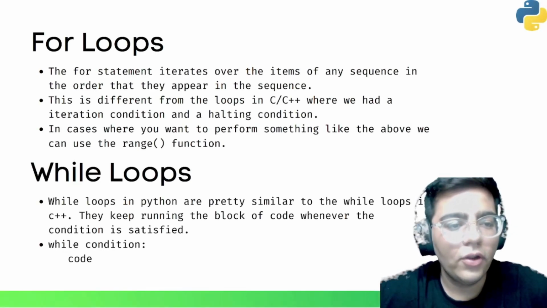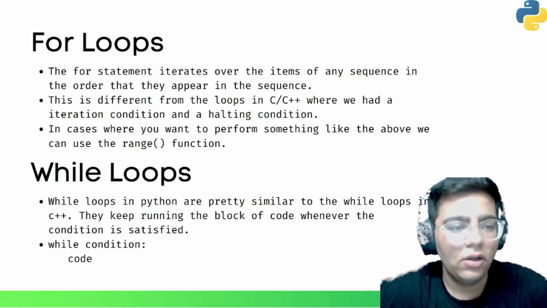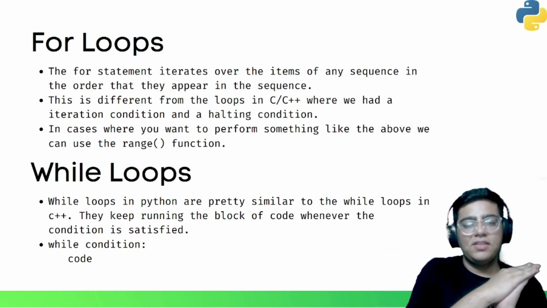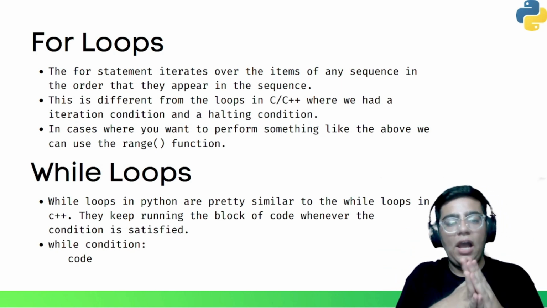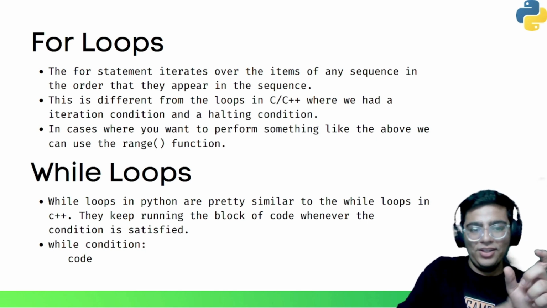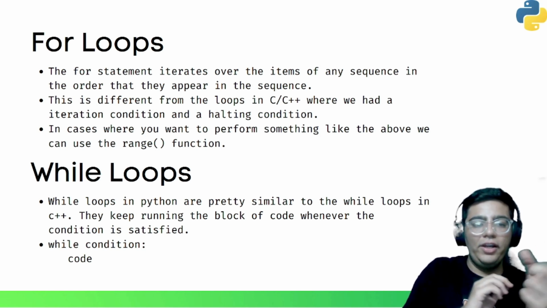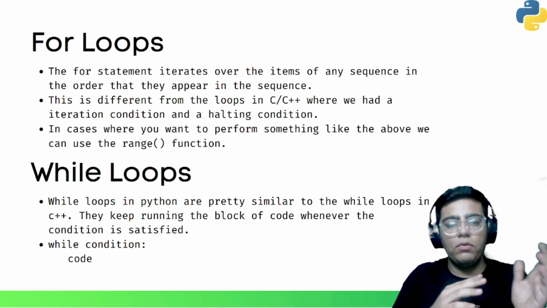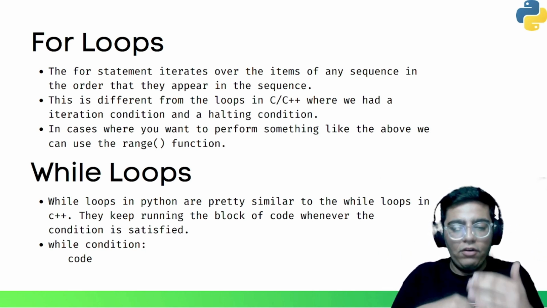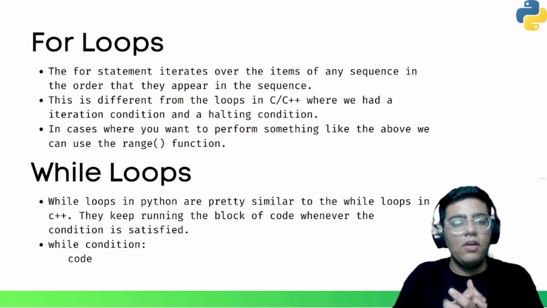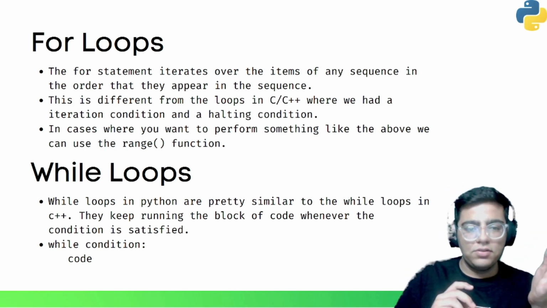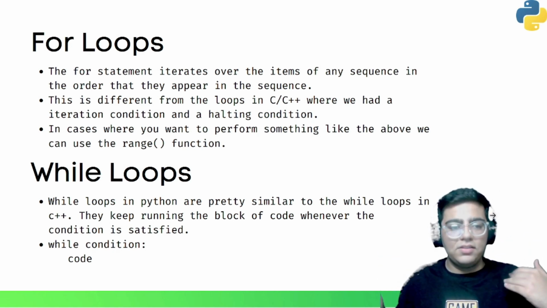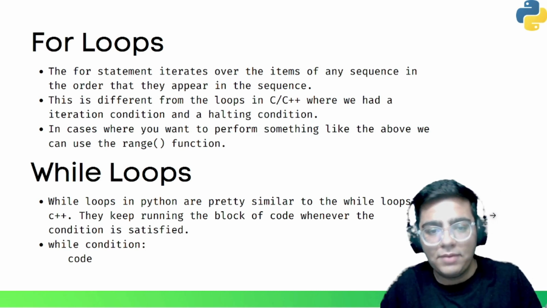In this section, we are going to be looking at for loops, while loops, and nested loops. What you might remember from C++ is that we used to create an integer, a iteration condition, and then a halting condition. Let's say I want to replay a piece of code 5 times. I would declare integer i equals 0, and keep it going till i is less than 5, i plus plus, right? That was what used to happen in C++.